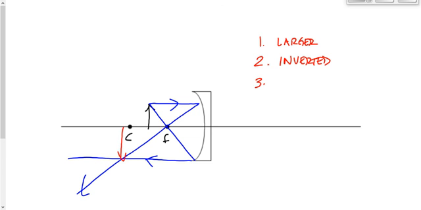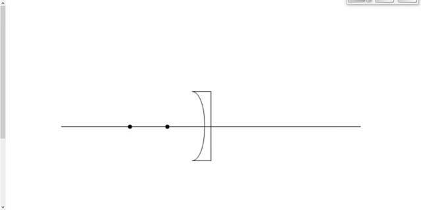Real or virtual? Real. Solid lines intersect, which means if I wanted to, I could project it onto a screen. Not that I have to, but I could if I wanted to. Next one, we have our object this time right at the focal point. First ray, parallel to the principal axis. It goes down through the focal point.